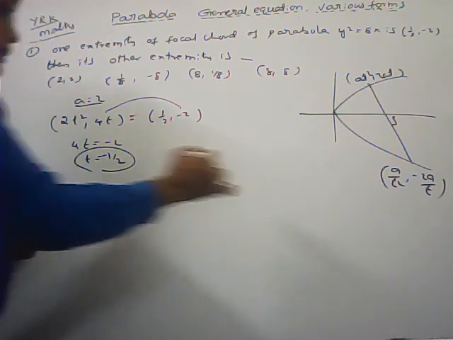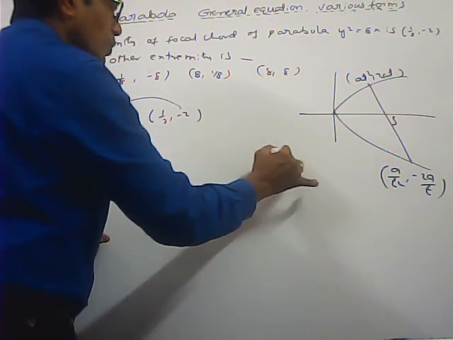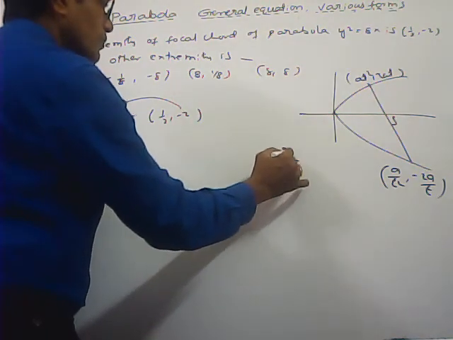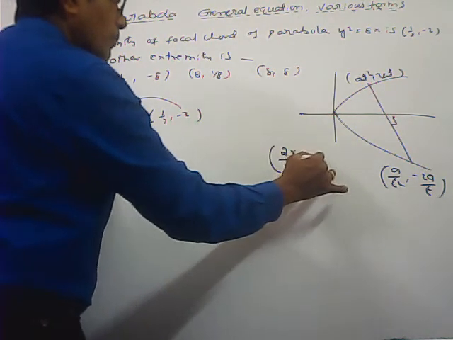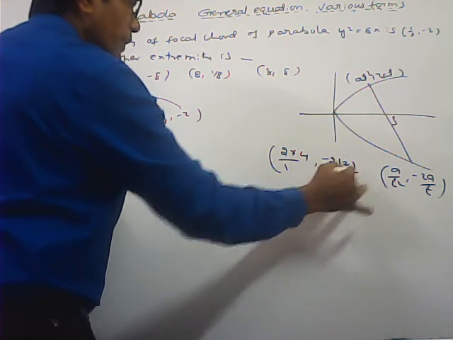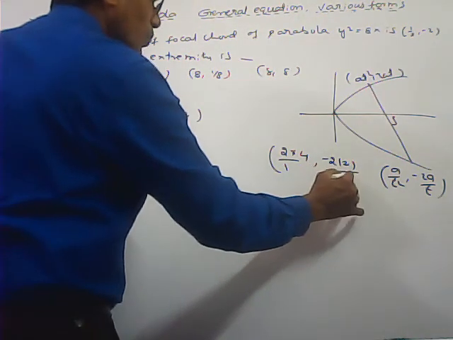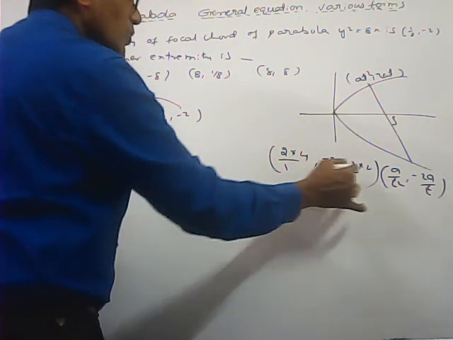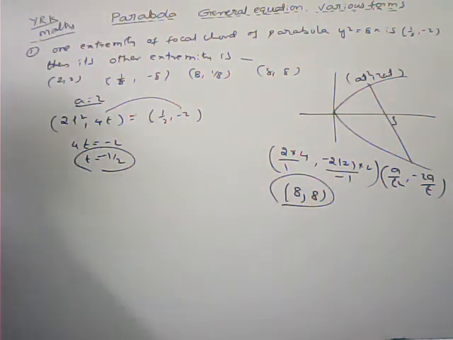Now, for the other end, a by t square, with a value 2, is 1 by 4, comma, minus 2 into a, which is 2, by t, which is minus 1 by 2, minus 1 upon 2. So minus into minus is plus only, 8. 8 comma 8, that is the other extremity of the focal chord. Like this, if any one end point of a focal chord is given, we can find the other end point of the focal chord.